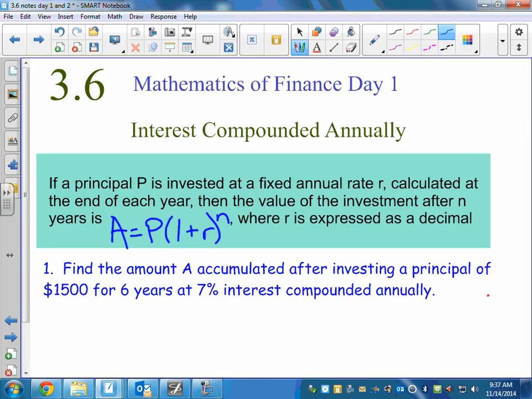We're going to look at A. It's 1 plus R. This is compounded only once a year. In a minute, we're going to talk about a lot of things that are compounded more than once a year. So we could change the formula a little bit if we're compounding more than just once a year.